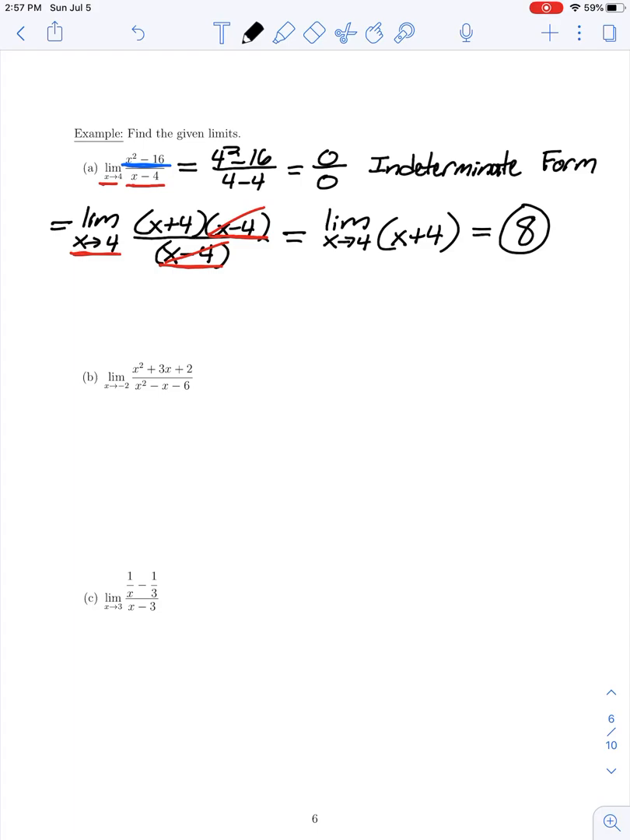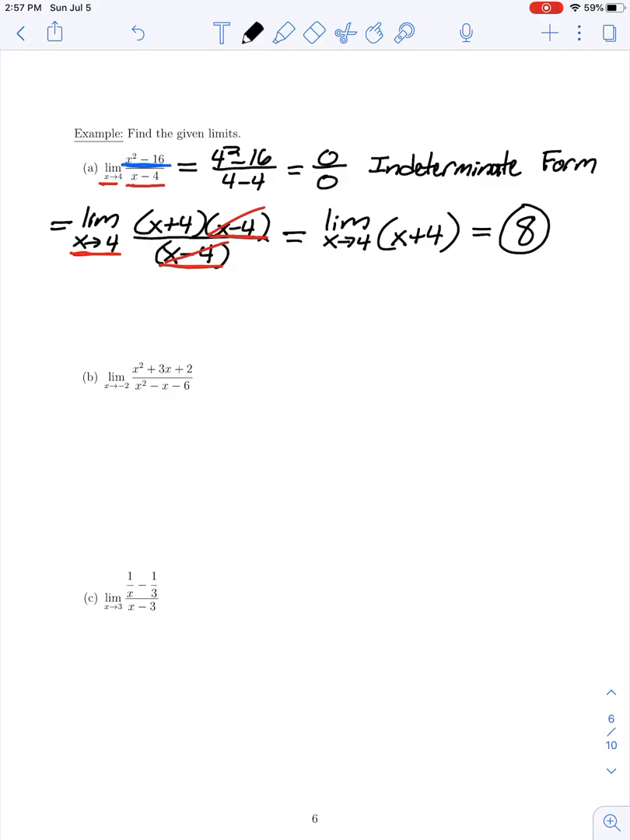So in this example, part A, we had a function where if we just plug in the value of x, we got something that was undefined, something of the form 0 over 0, which we mentioned is called an indeterminate form for a limit. So we couldn't evaluate by simply plugging in. We had to try something else. And in part A, we saw that if we were to factor the numerator, we can cancel a factor of x minus 4, and we're left with the limit of a polynomial, which we know how to evaluate.